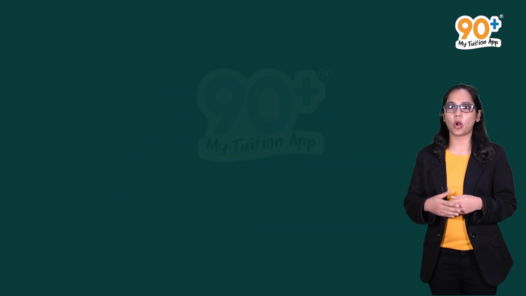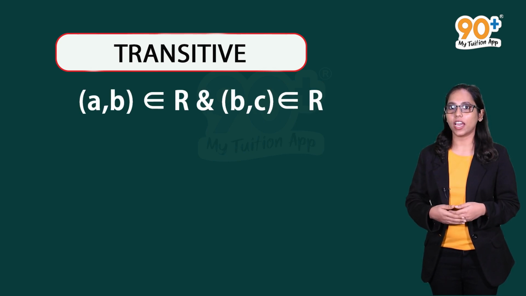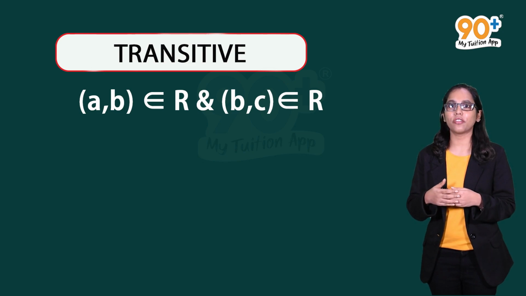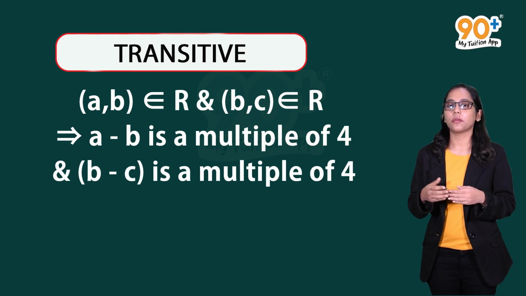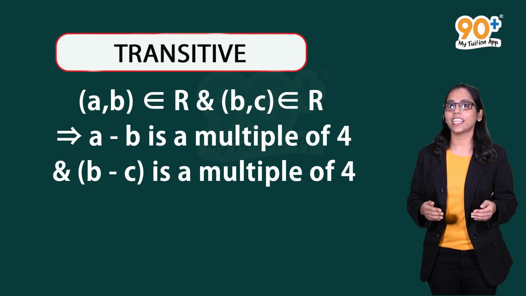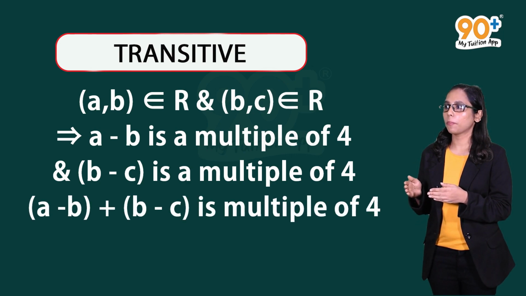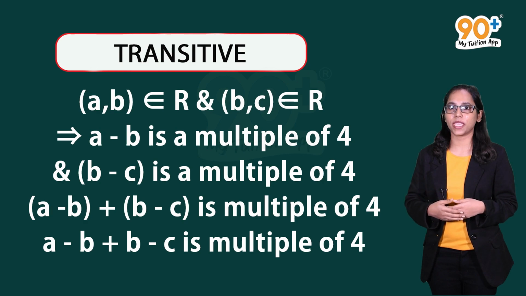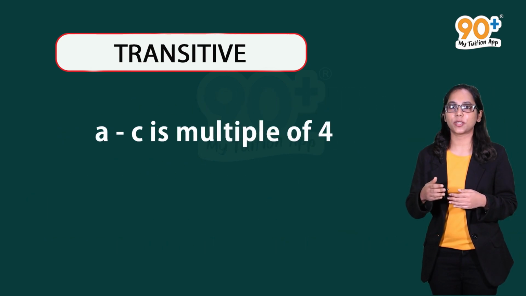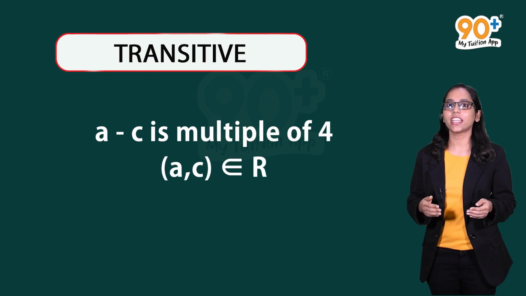Moving on to the next property, that is transitive. Let ordered pair (a, b) be an element of R and ordered pair (b, c) be an element of R. That is, we can say that a minus b is a multiple of 4 and b minus c is a multiple of 4. If we add multiples of 4, then the result will be a multiple of 4. So, adding, we will get a minus b plus b minus c is a multiple of 4. So, cancelling plus b and minus b, we will get a minus c is a multiple of 4. That is, ordered pair (a, c) is an element of R, which means that R is transitive.